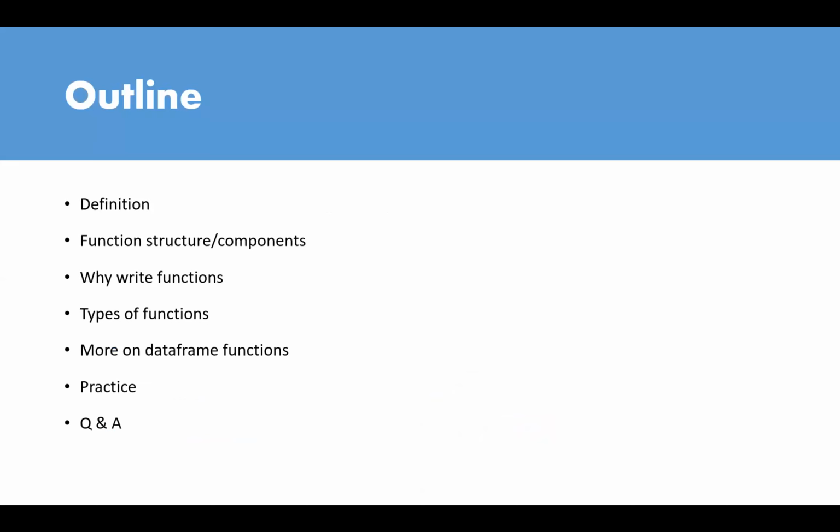So we're going to be using this outline for today's presentation. We're going to look at the definition of R functions, what the components of a function are, and why you would want to write one. Then the common types of R functions that you can have. And then we'll zoom in on a particular type of R functions, which are data frame functions. We're going to get a lot of time to practice. And like she rightly mentioned, we're also going to have questions and answers.